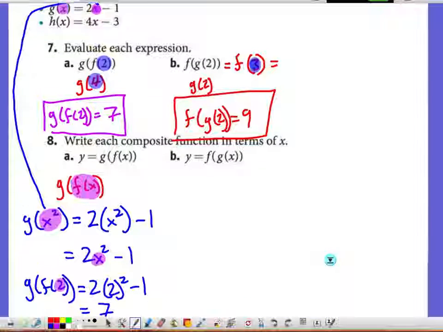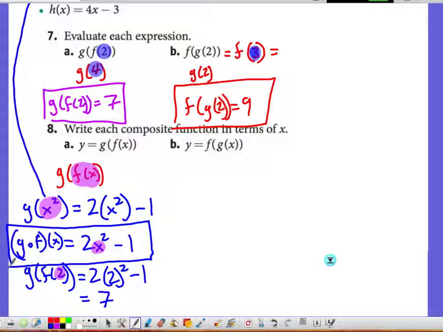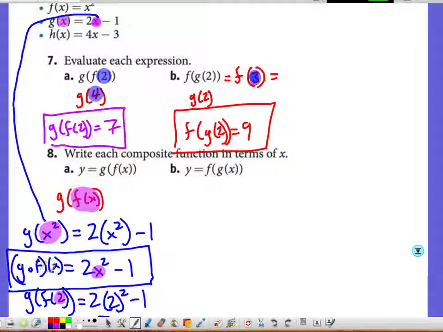So yes, this does work out. And so g of f of x, or we could write it in the other notation, is equal to 2x squared minus 1. This is my composition function. There we go. So instead of using two functions separately, we can use the composition function to evaluate it just one time.